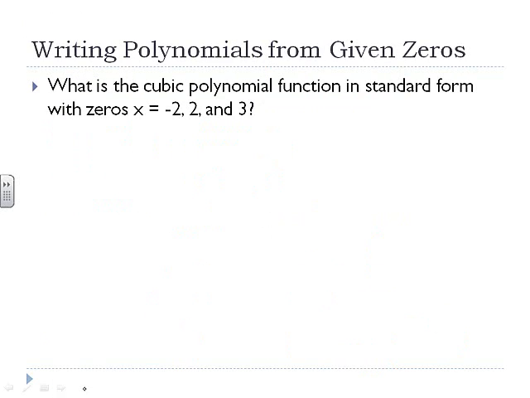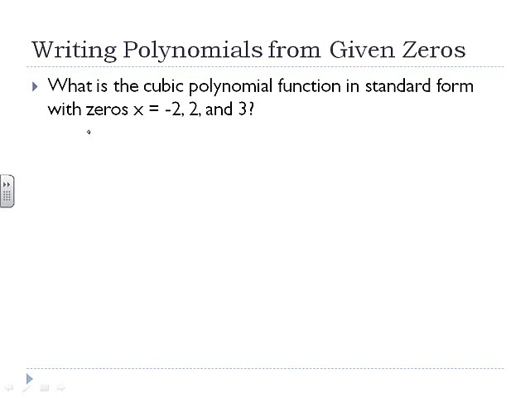Next thing we're going to look at is writing a polynomial from given zeros. This time you're going in reverse. They're giving you the answer and you have to find the polynomial that it came from. So, what is the cubic polynomial function in standard form with these zeros?